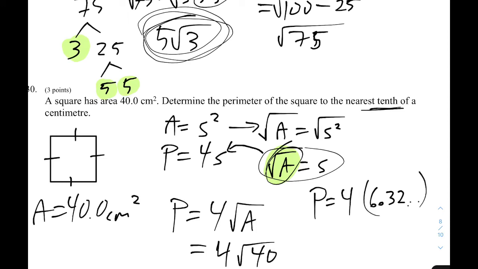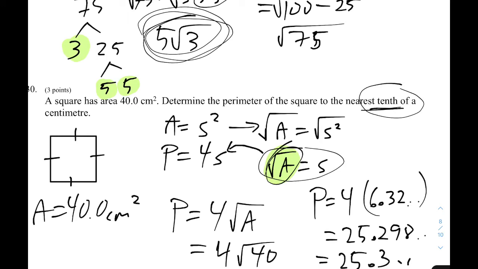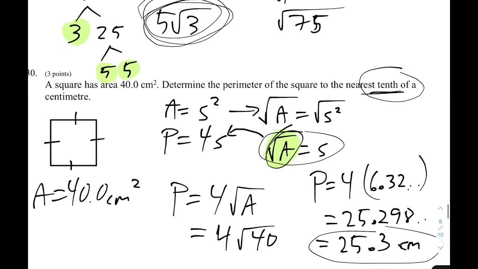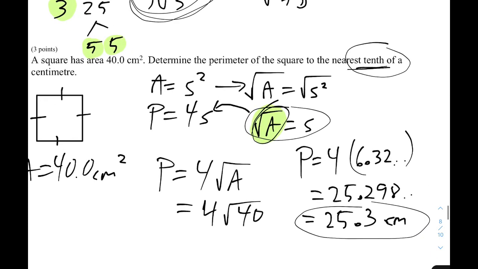And 4 times that number is 25.298, etc., which to the nearest tenth is 25.3. And all along this was in centimeters. So our answer for number 30 should be 25.3 centimeters.